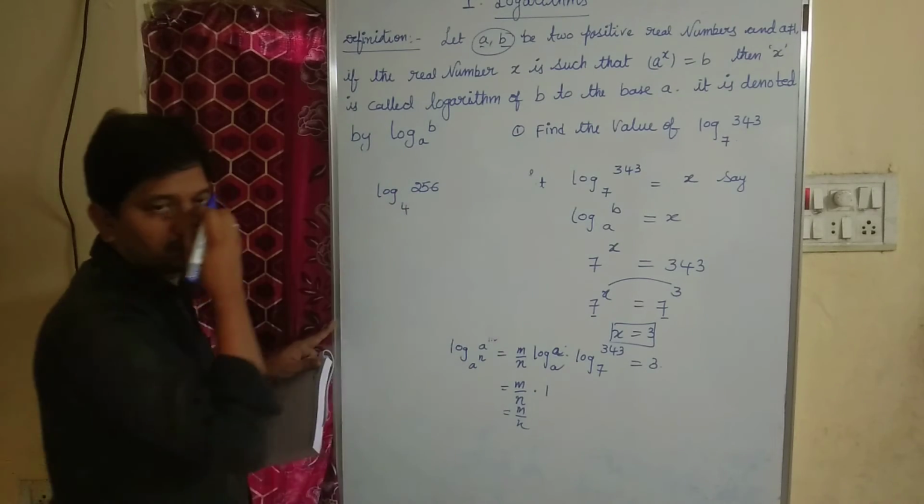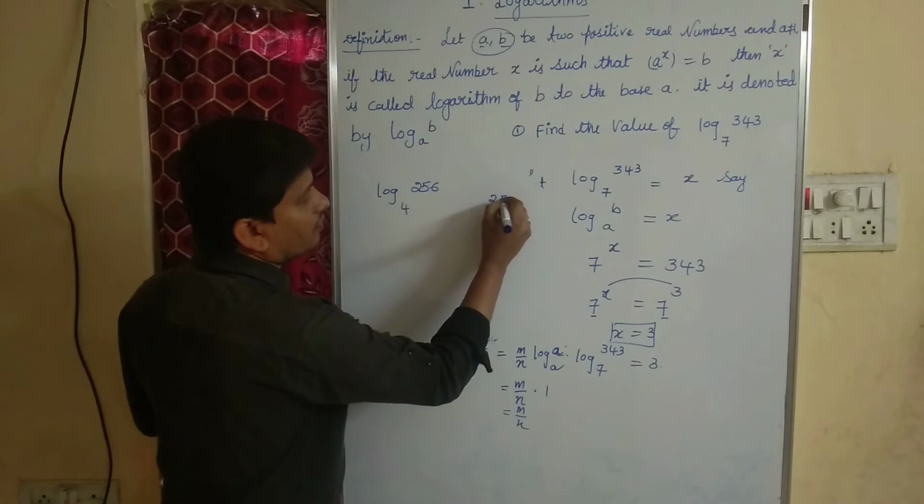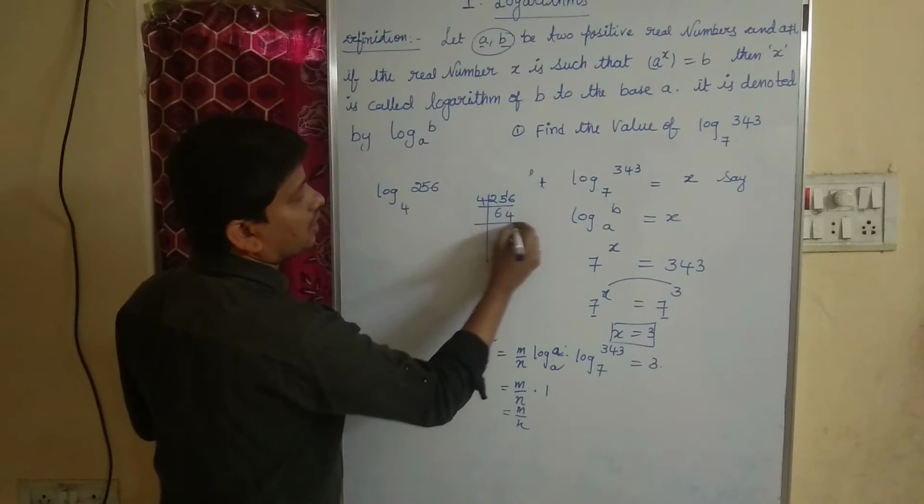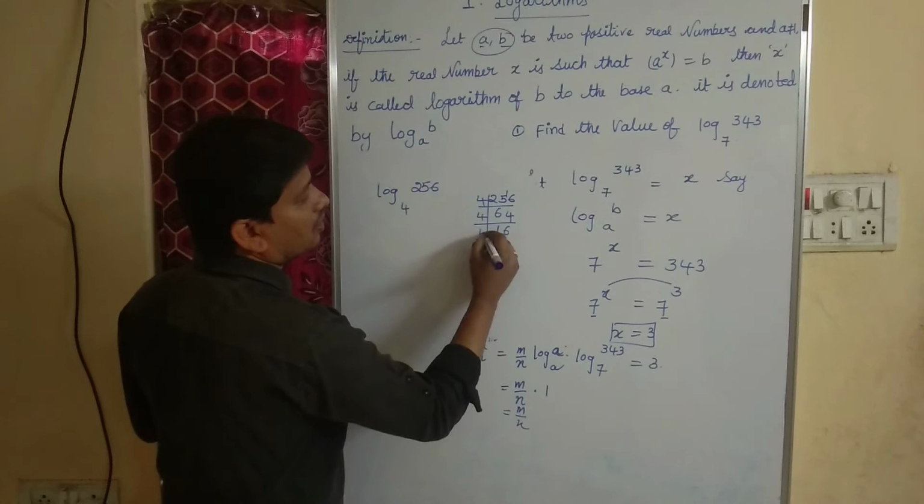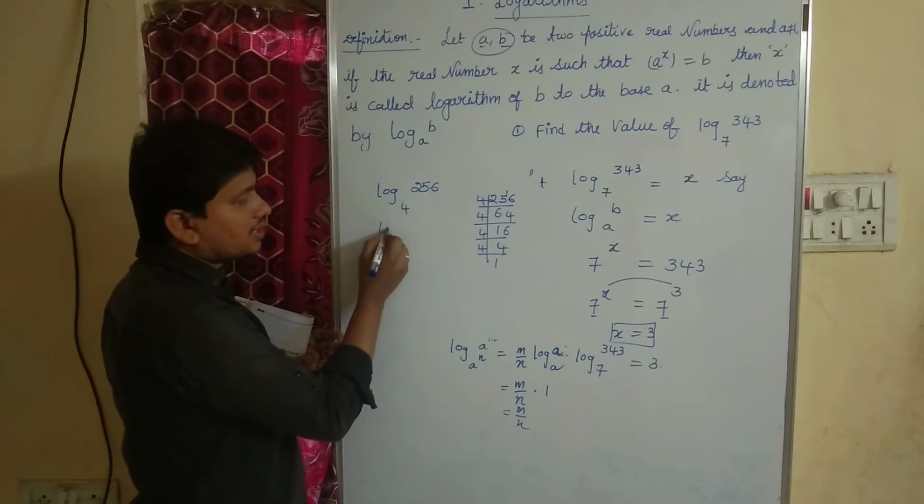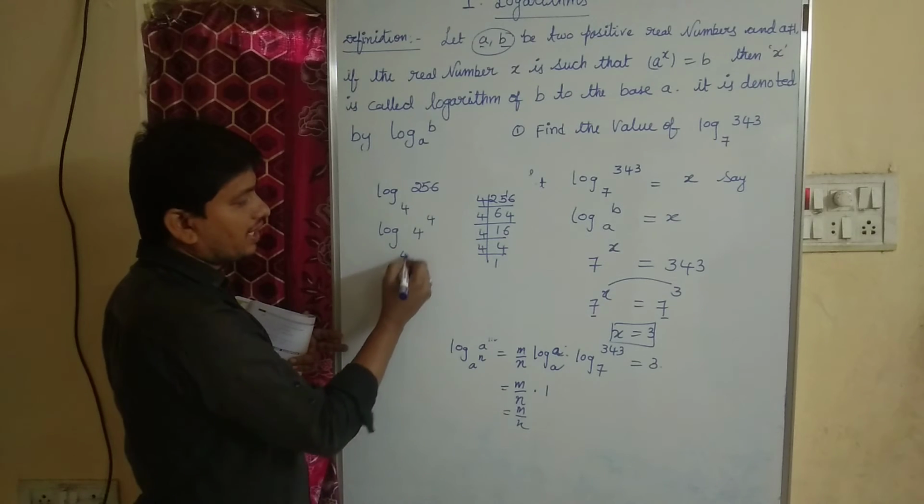Log 256 to the base 4. Log 256 to the base 4. Children, how can I write 256? I can write it as 4 times 4 is 16, 16 times 4 is 64, 64 times 4 is 256. So I can write 256 as 4 raised to the power 4, and the base 4 is 4 to the power 1.